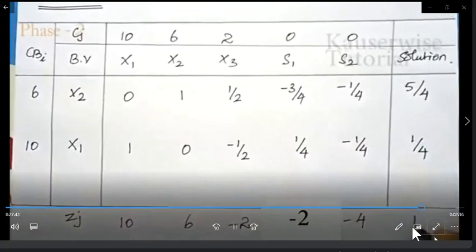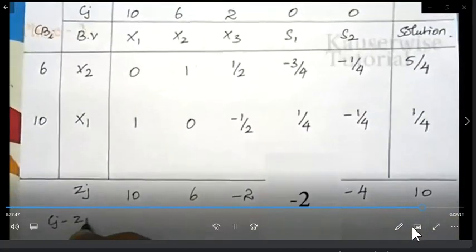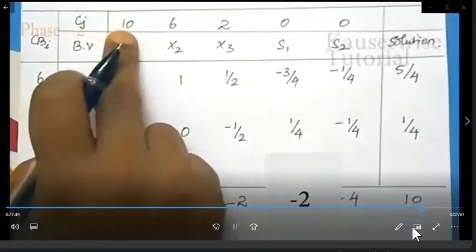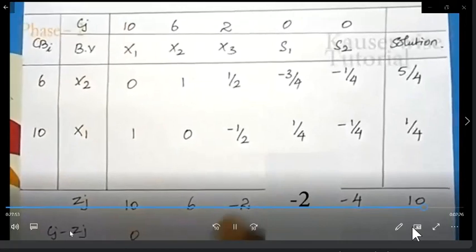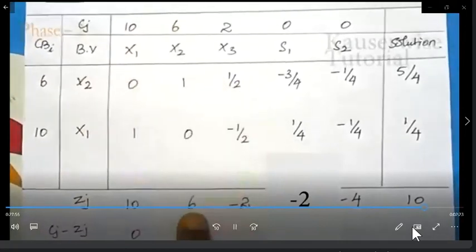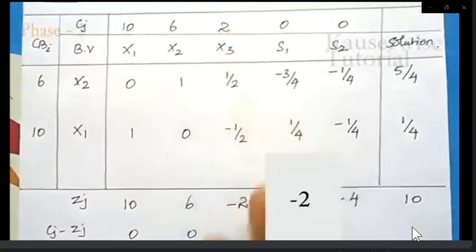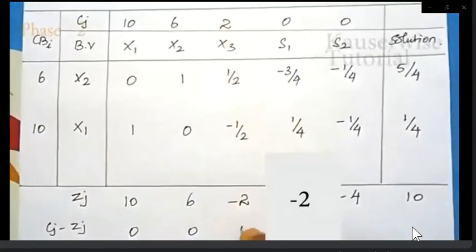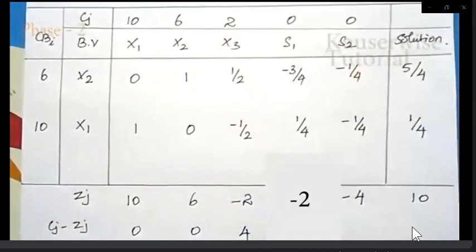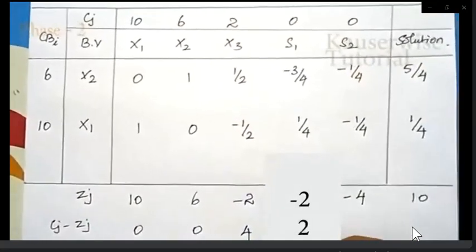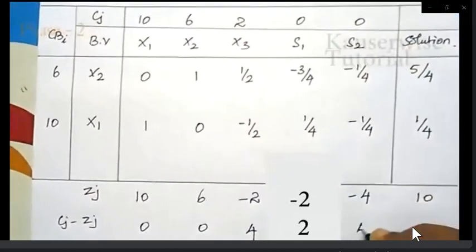The answer is 10. Now calculate the Cj minus Zj values. Cj value is 10, 10 minus 10 is equal to 0. For x2, 6 minus 6 is equal to 0. Next one, 2 minus minus 2 is equal to 4. Next one, 0 minus minus 2 is equal to plus 2. Next, 0 minus minus 4 is equal to 4.